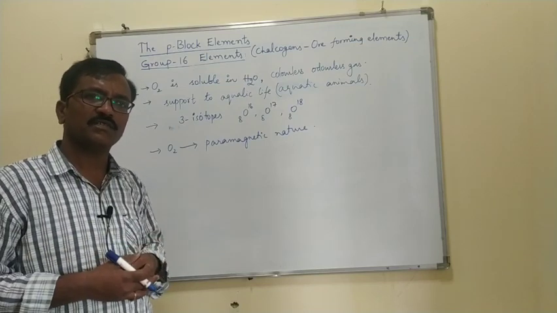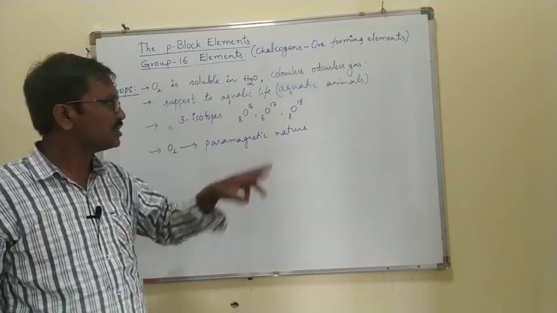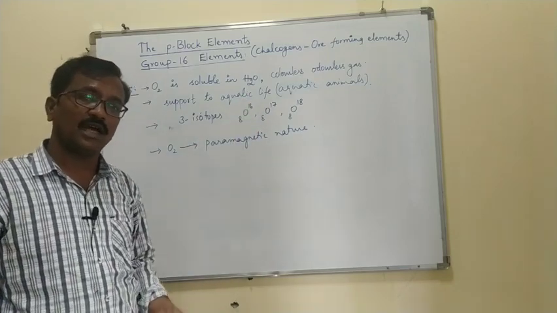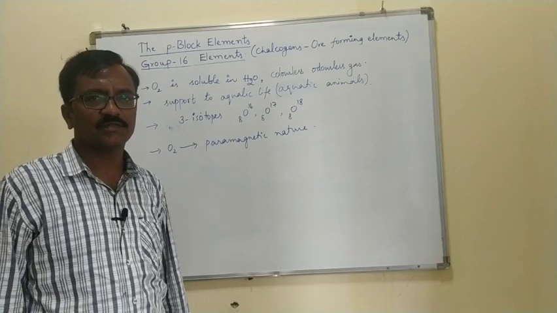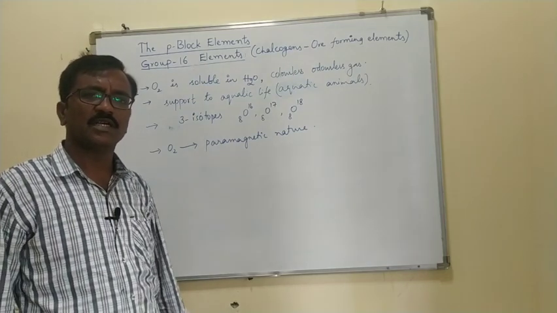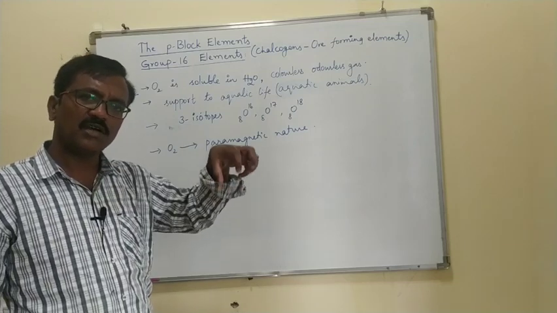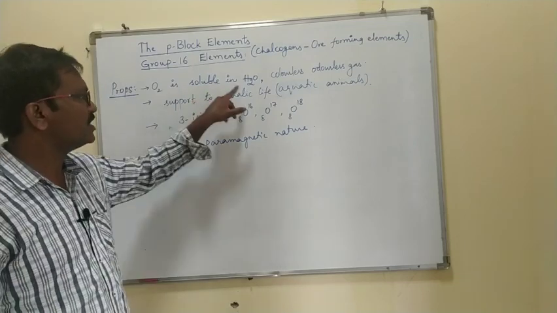Generally, what is the nature of oxygen? Oxygen is soluble in water. That's why aquatic animals, fishes, right? Many aquatic animals survive in the water due to oxygen being soluble in water. That is the main reason for this.